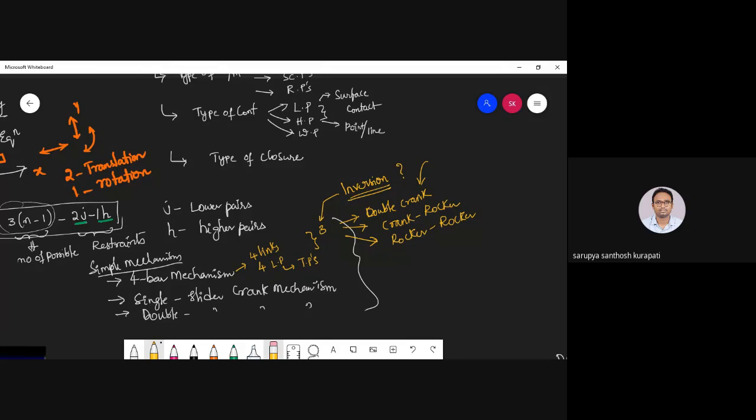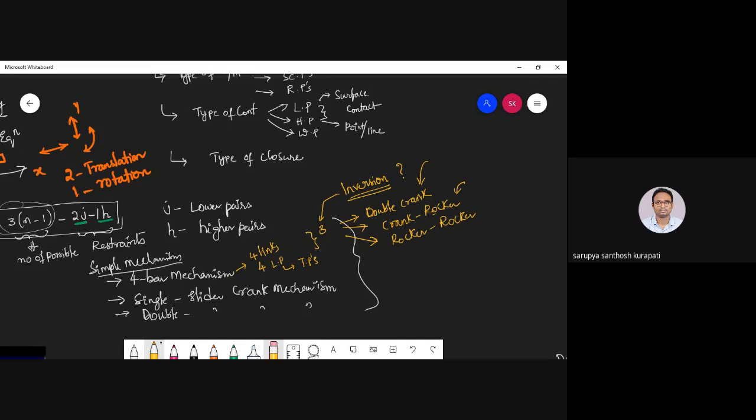Next is crank rocker. That means for the input link or output link, whichever it may be, if one is rotating 360 degrees, the other is oscillating. Rocker is nothing but oscillation. That means it is not going to complete 360 degrees. Whatever is less than that angle, we call it a rocker. And next is double rocker, where both the input and output links do not rotate a complete 360 degrees.